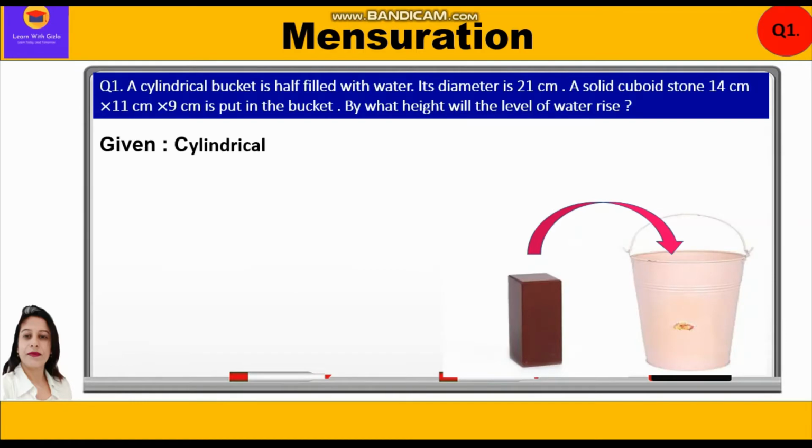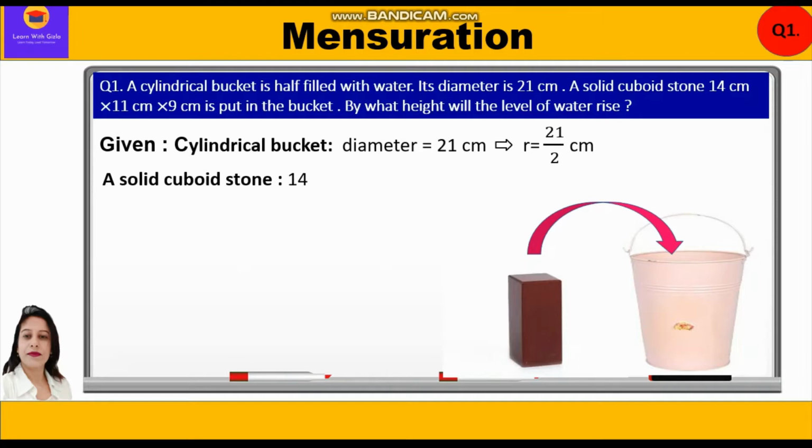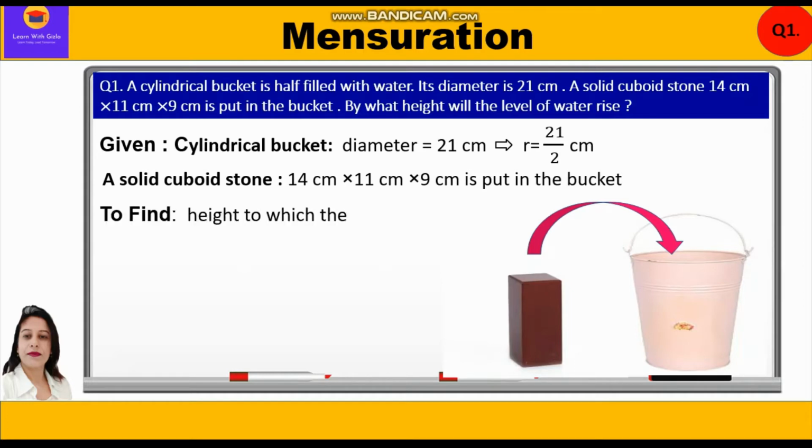Now given in this question, cylindrical bucket whose diameter is 21 centimeter. So we can say the radius is 21 by 2 centimeter. Further, a solid cuboid stone which is 14 into 11 into 9 is put in the bucket to find the height to which the level of water will rise. Now let's start with the solution.